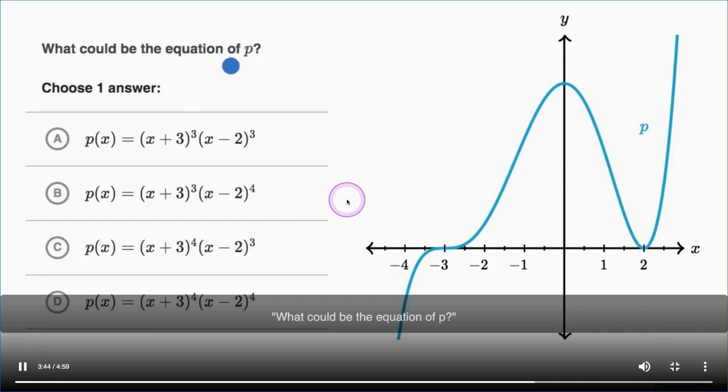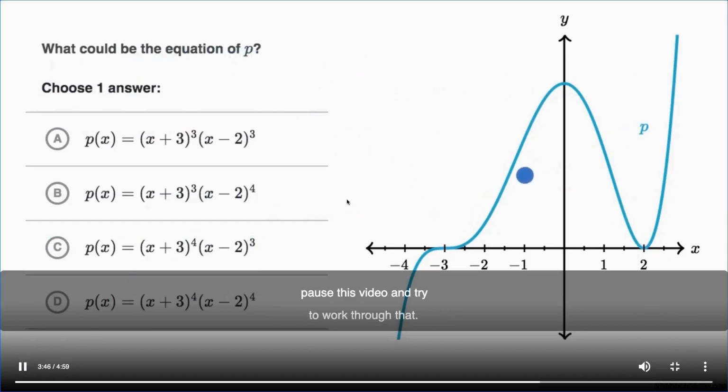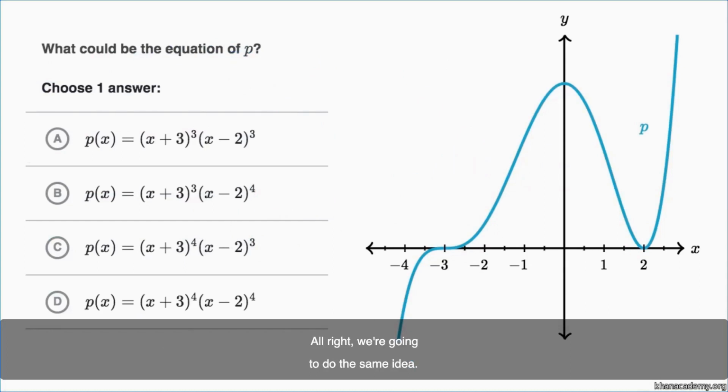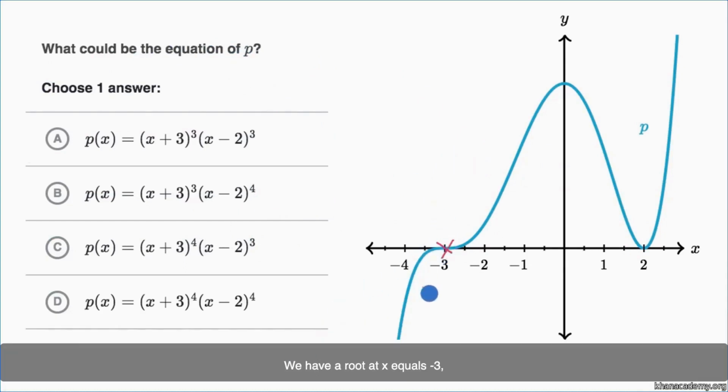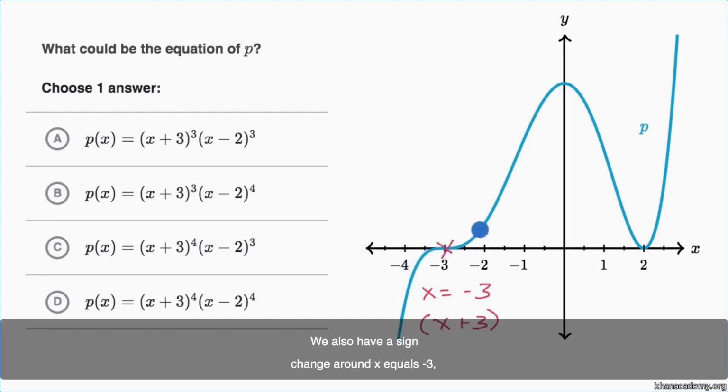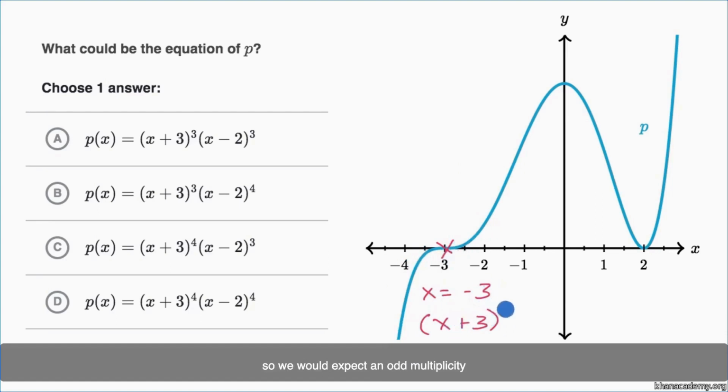That's what could be the equation of P, and we're given a graph. So again, pause this video and try to work through that. All right, we're going to do the same idea. Let's go to this first root right over here. We have a root at x equals negative 3. So we would expect some multiple of x plus 3 to be one of the factors. We also have a sign change around x equals negative 3. So we would expect an odd multiplicity, and an odd exponent on the x plus 3 factor.